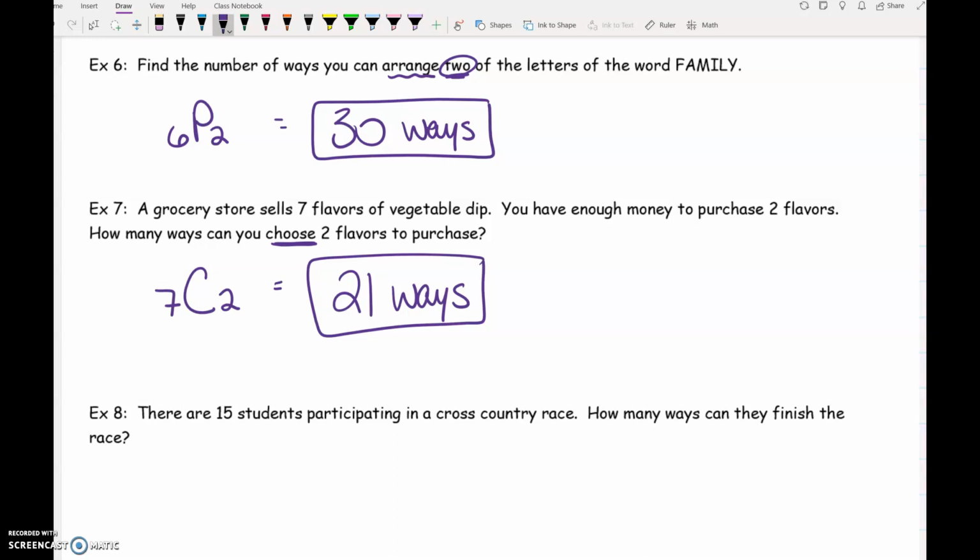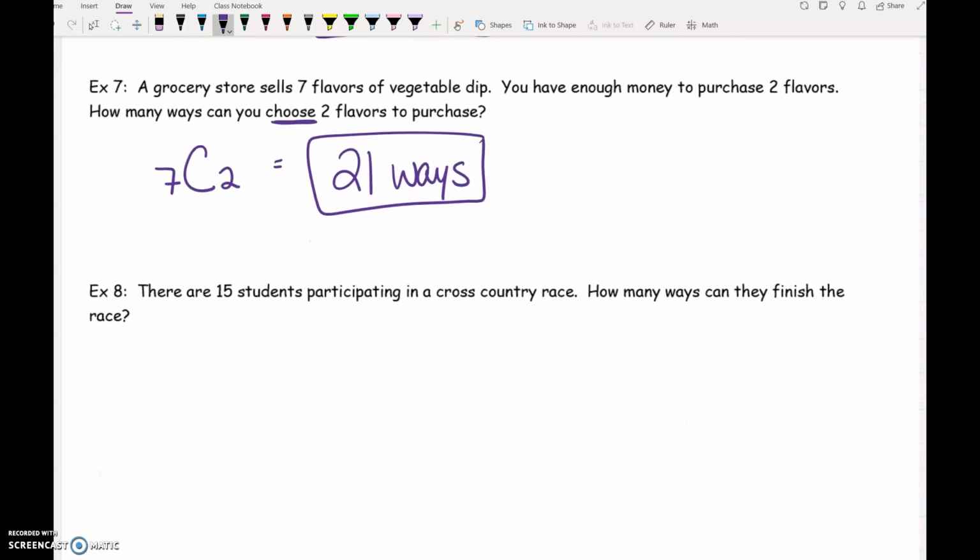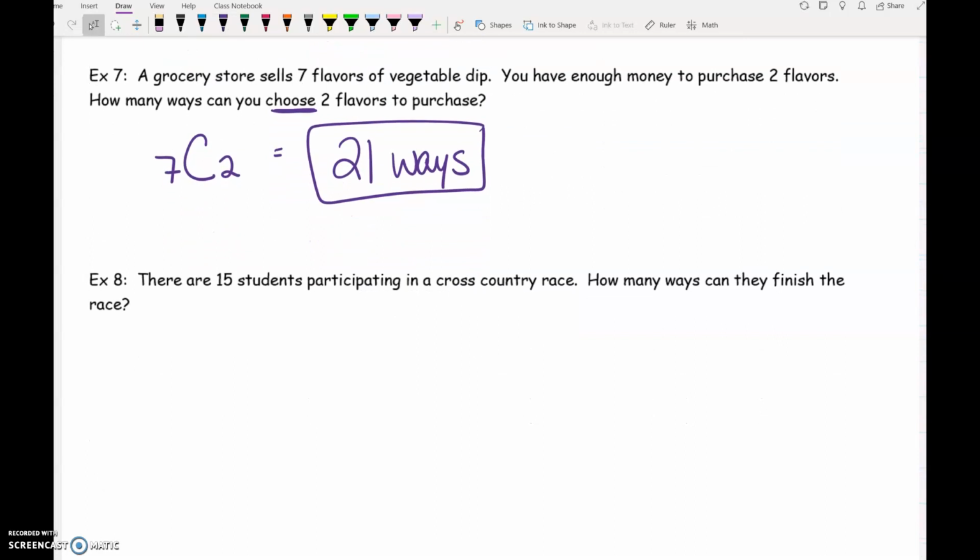There are 15 students participating in a cross-country race. How many ways can they finish the race? Now, it doesn't say how many ways can they place first, second, third. It's how many ways can they finish. So how many students are we trying to arrange? 15 of them. If we're arranging all of them, that would be 15P15, which is simply 15 factorial. By the way, 15 factorial and 15P15 are the same thing. So it's easier to type in 15 factorial.